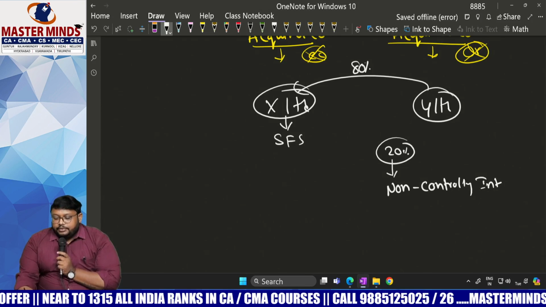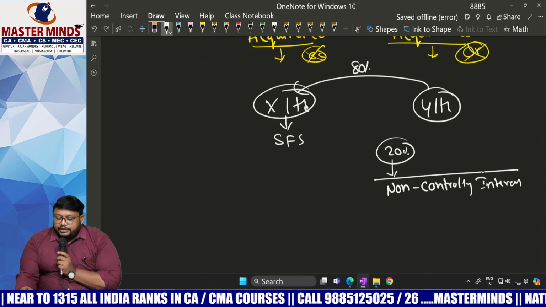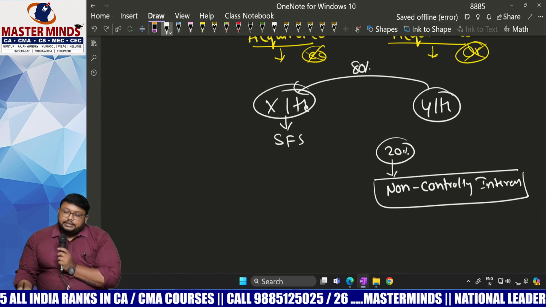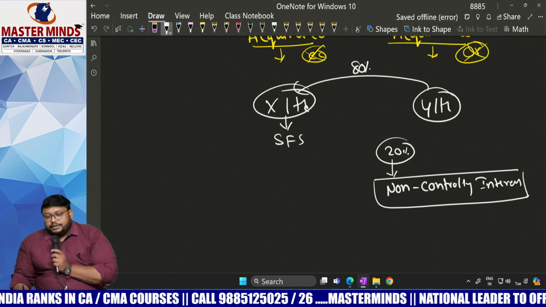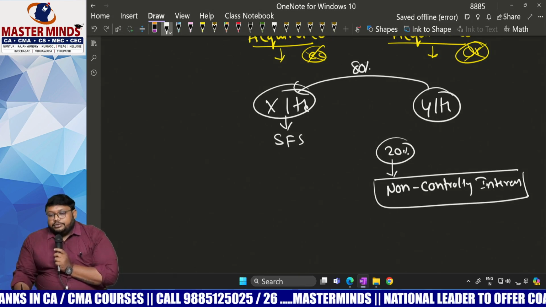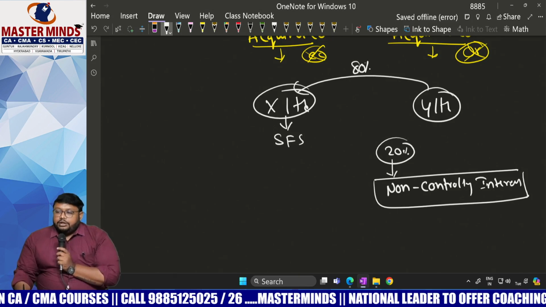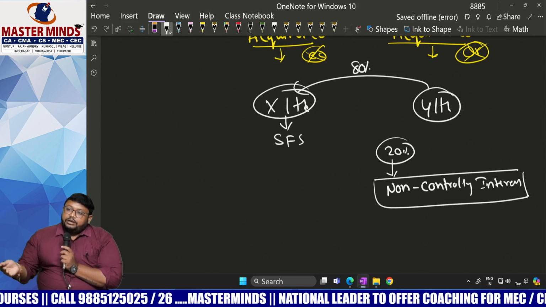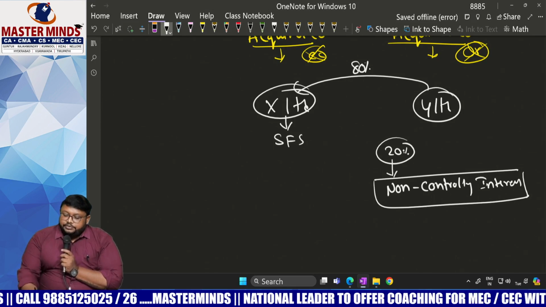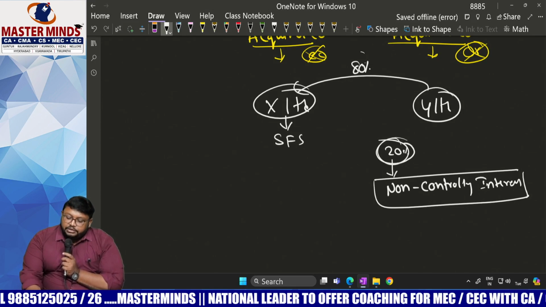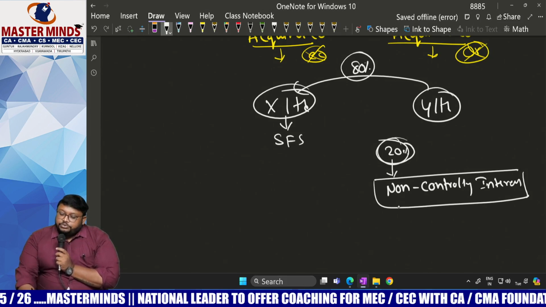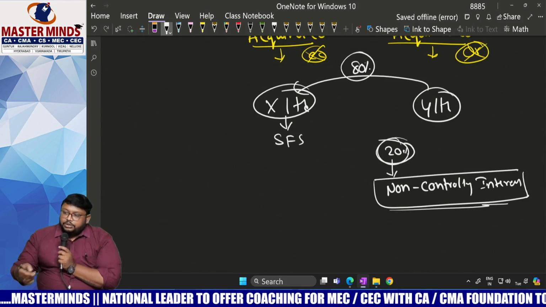Non-controlling interest. This is the word, it is important. Those are coming from CA Inter background. Minority interest and non-controlling interest are one and the same, but as per Ind AS language we have to use non-controlling interest. Non-controlling interest means that we are not having control on that 20%. We are having control only on 80% of stakes. So in such a condition, we will also see how to do accounting for non-controlling interest.